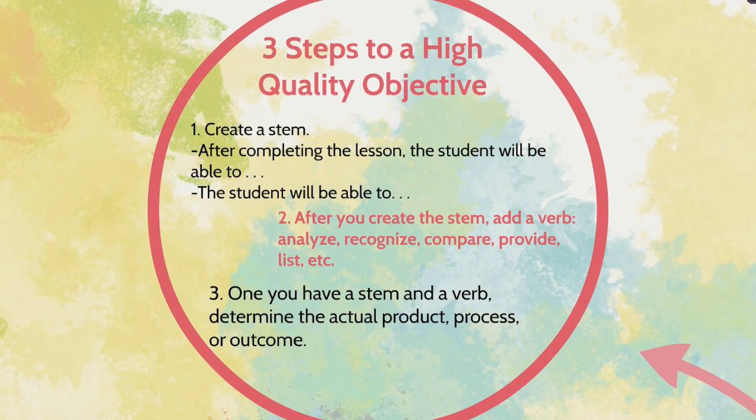So, three steps to having this high quality objective. First, you want to come up with your stem. I always had one in my class that I used every day, and this was, "I will be able to." I wanted the students to take ownership in what they were going to be doing. So I had my stem I used every day. Some examples: "After completing the lesson, the student will be able to," or you can just start with "The student will be able to." The other thing you want to do is add a verb to your stem.